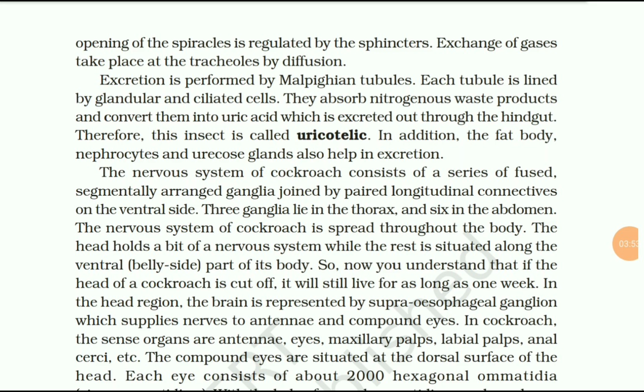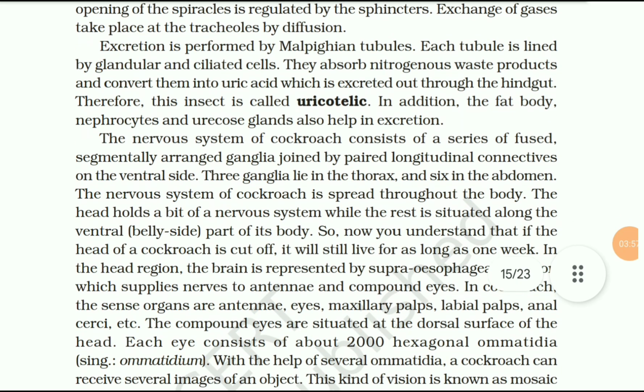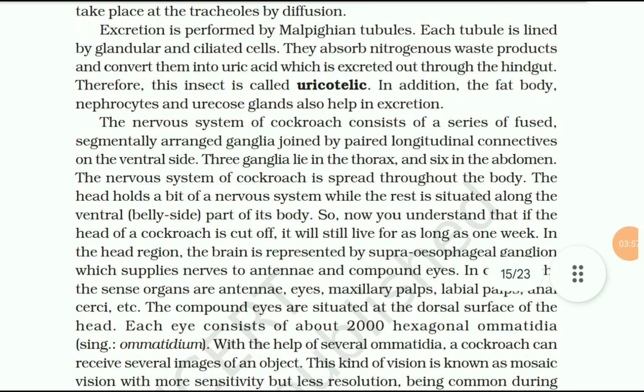Blood vascular system of cockroach is an open type. Which type? Open type. Blood vessels are poorly developed and open into space, that is hemocoel. Visceral organs located in the hemocoel are bathed in blood, that is hemolymph.